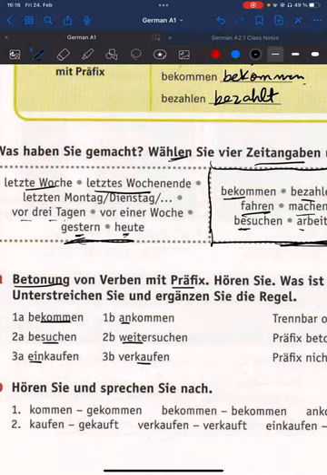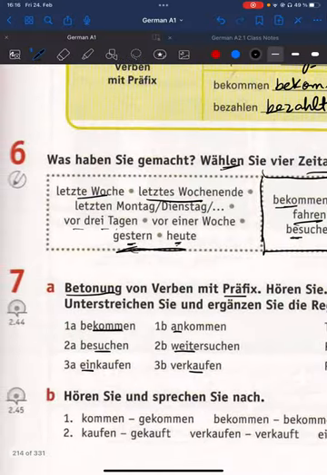1a bekommen. 1b ankommen. 2a besuchen. 2b weitersuchen. 3a einkaufen. 3b verkaufen.